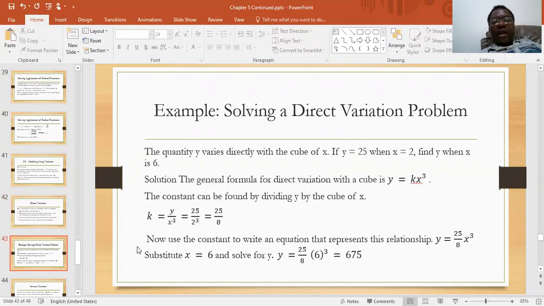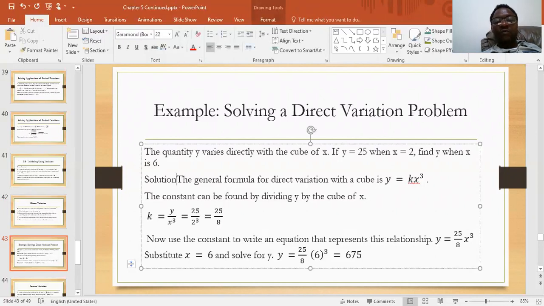Example: the quantity y varies directly with the cube of x. If y equals 25 when x equals 2, find y when x is 6. To solve this, we first want to find the value of k. We know the relation is y equals k x cubed because y varies directly with the cube of x. The constant can be found by substituting the values of y and x, which are 25 and 2, and we find k equals 25 over 8. So y equals 25 over 8 times x cubed. When x equals 6, y equals 25 over 8 times 6 cubed, which is 675.